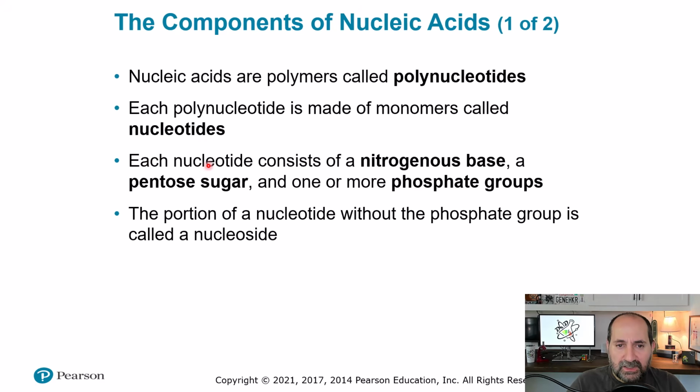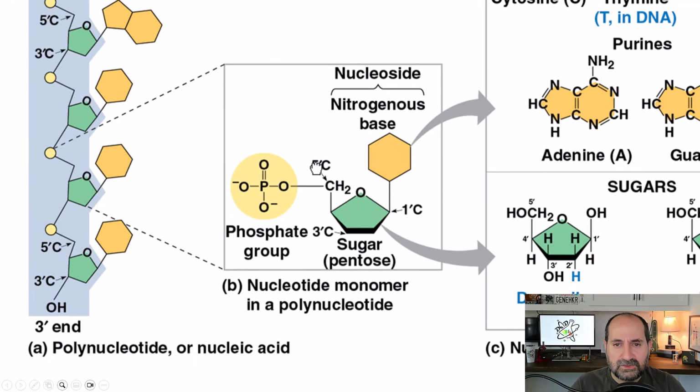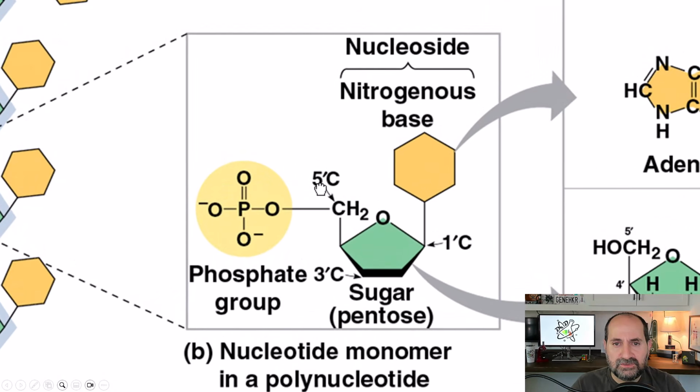Each nucleotide consists of 3 parts, okay? A nitrogenous base, a pentose sugar. Pentose means 5 carbon, by the way. A pentose sugar, and 1 or more phosphate groups. So these are the 3 parts of a nucleotide. So let's focus in on a nucleotide real quick. I want to show you what a nucleotide looks like right here. Let's zoom in on this.